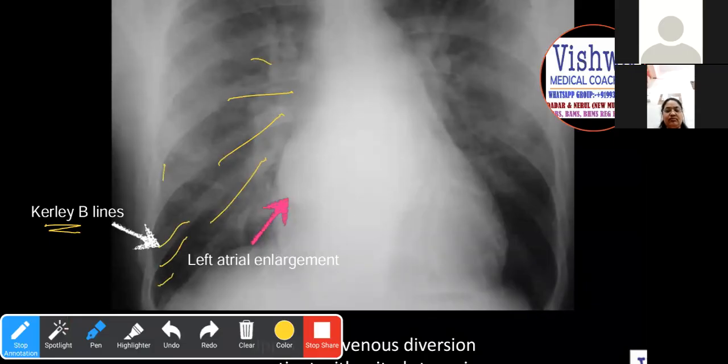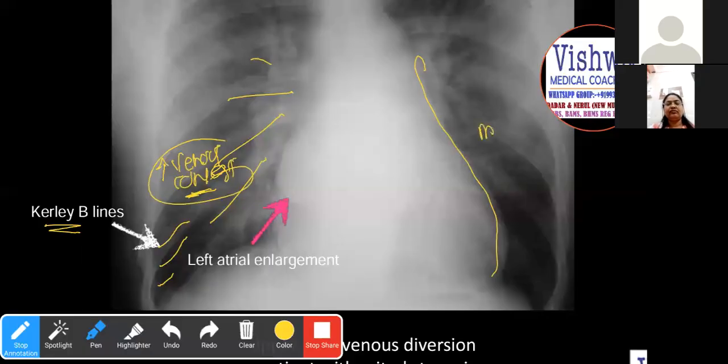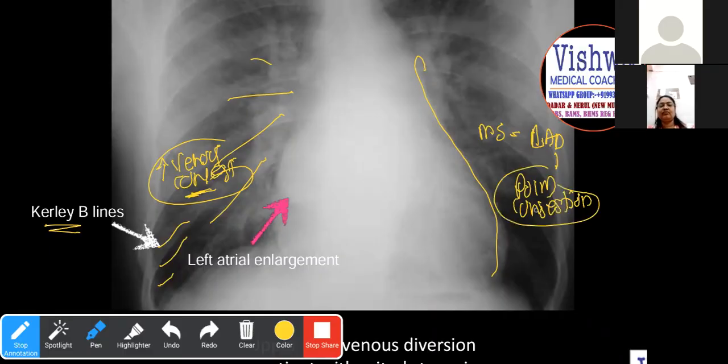It is because of the increase in the venous congestion. And the venous congestion is because of the left atrial enlargement. Now, how is it possible? Remember the pathology. Mitral stenosis gives rise to left atrial dilatation. It gives rise to pulmonary congestion. And this pulmonary congestion is a venous congestion. And that is shown as curly B lines.